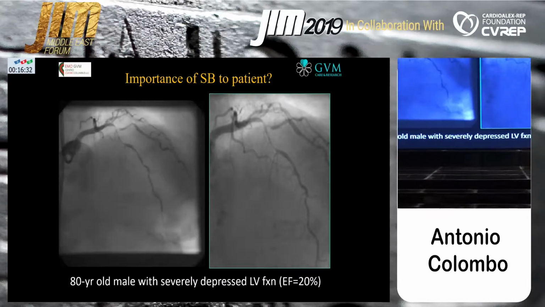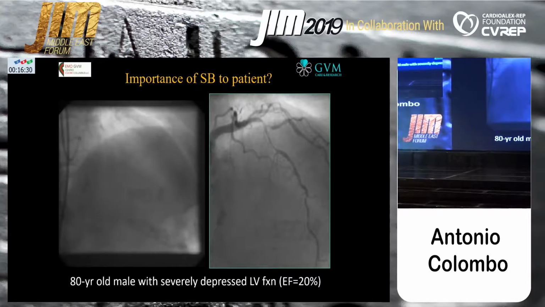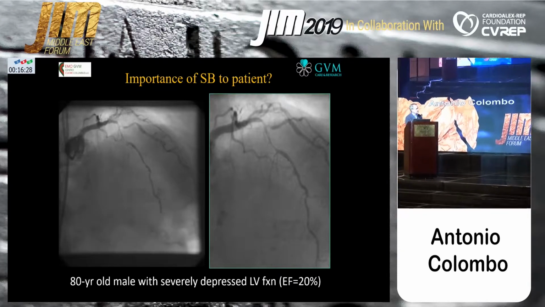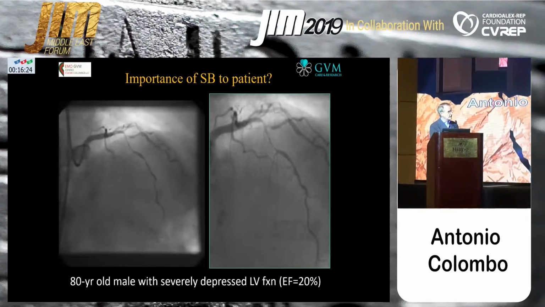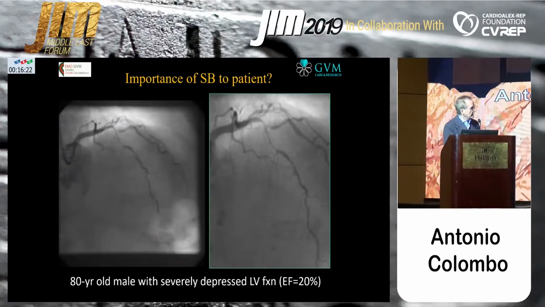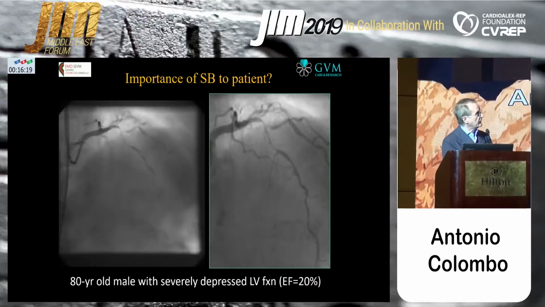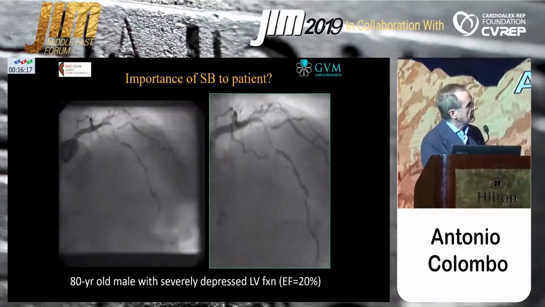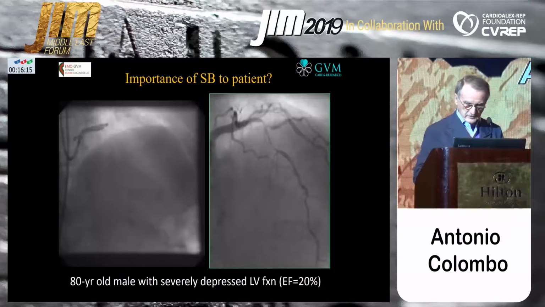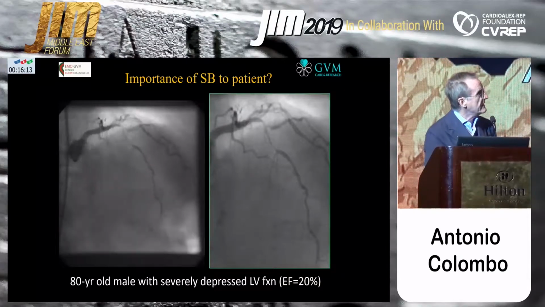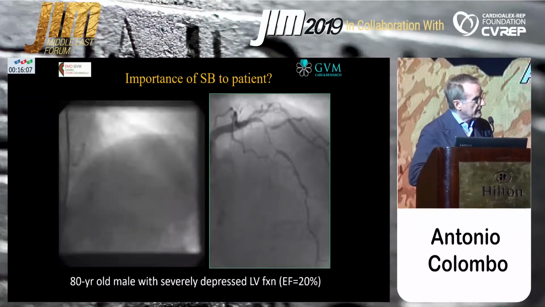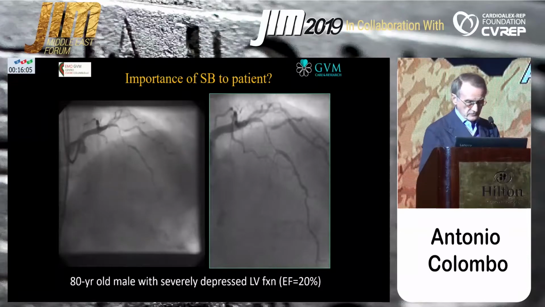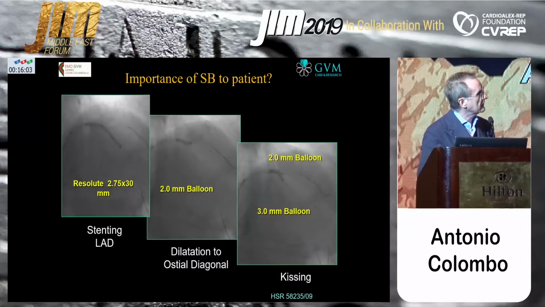Because if you don't predilate the side branch, when you do something on the main branch, the side branch will occlude, and then you're going to have fun to recross the side branch, and maybe with the low ejection fraction, the patient is not going to tolerate it because this is not a small side branch. So maybe in this case, you will go with 2 stents based on the clinical conditions, not on the anatomical condition.